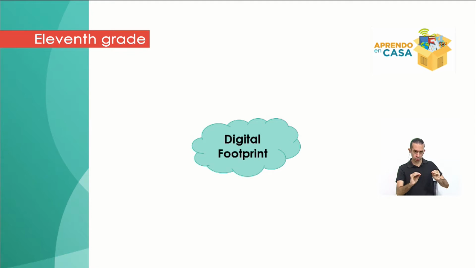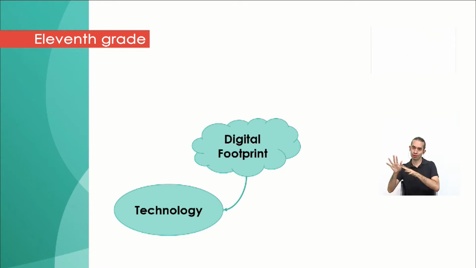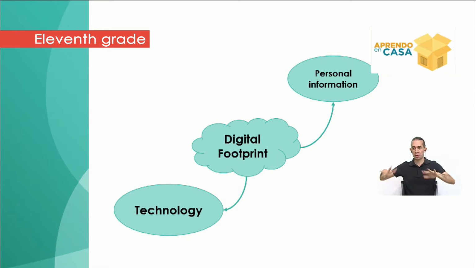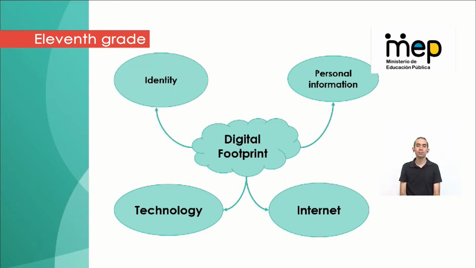a brainstorming activity. So in the digital footprint, we can talk about technology. Digital, technology, right? Those words go hand in hand. We also talk about personal information. Just as our regular footprint, the digital footprint is also about personal information. We also talk about the internet, another important concept that is inside this huge idea that we're exploring today. And then we have identity, all right? So digital footprint is about our identity.